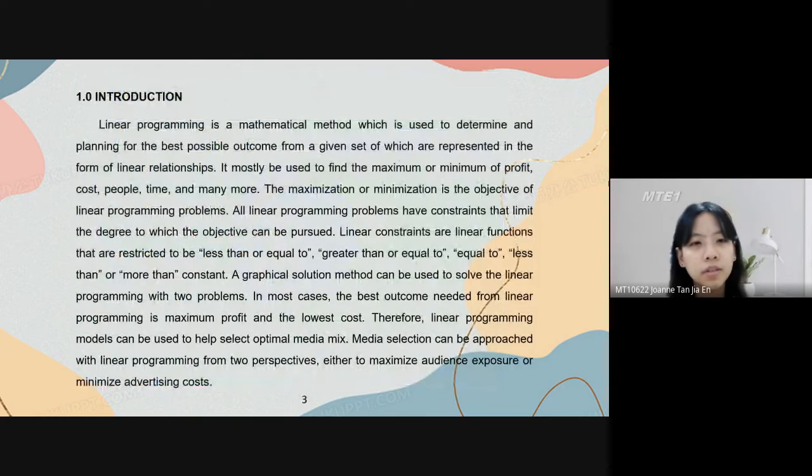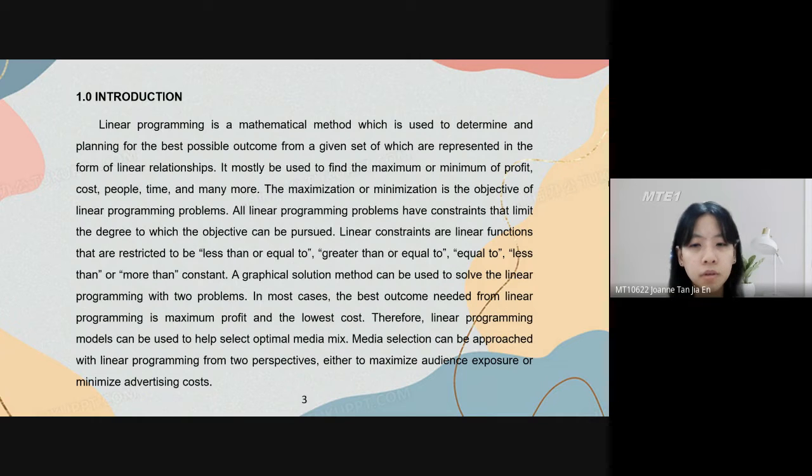First and foremost is the introduction of linear programming. Linear programming is a mathematical method which is used to determine and plan for the best possible outcome from a given set of requirements which are represented in the form of linear relationships. It is mostly used to find the maximum or minimum of profit, cost, people, time, and many more. The maximization or minimization is the objective of linear programming problems.